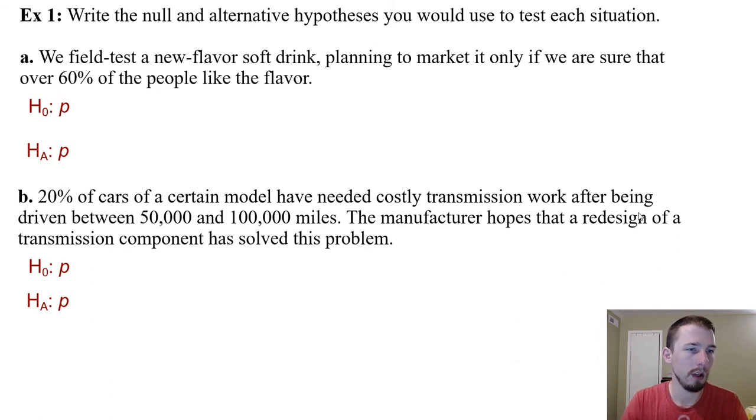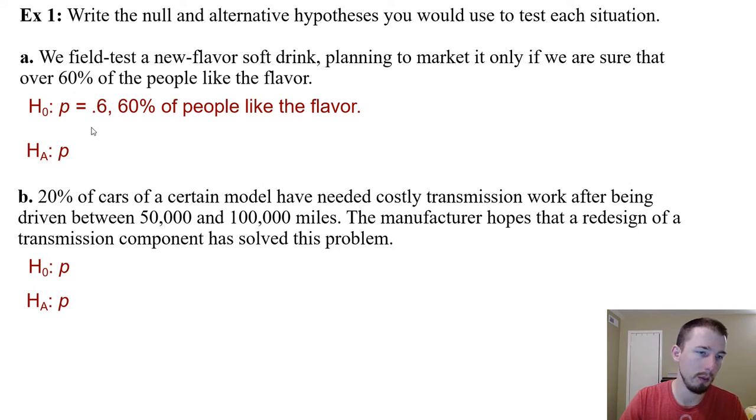All right, example 1. So we'll get started here. I'm going to try to go through this quick so we don't go too long. All right, write the null and alternative hypothesis you would use to test each situation. So part A says we field test a new flavor of soft drink, planning to market it only if we're sure that over 60% of the people like the flavor. All right, so our null hypothesis would be that the true proportion is exactly 60%. You can write it with variables or write it in a sentence, okay? So p is equal to 60%, or that 60% of people like the flavor.